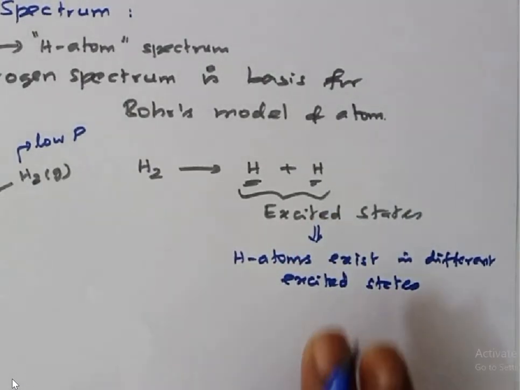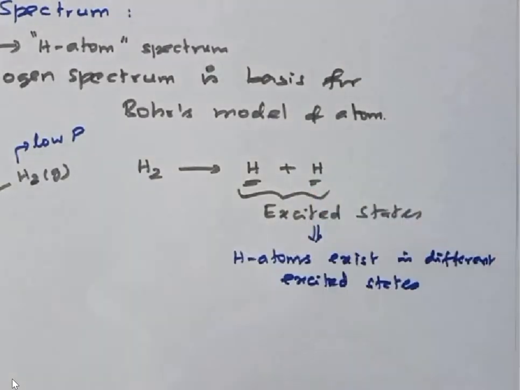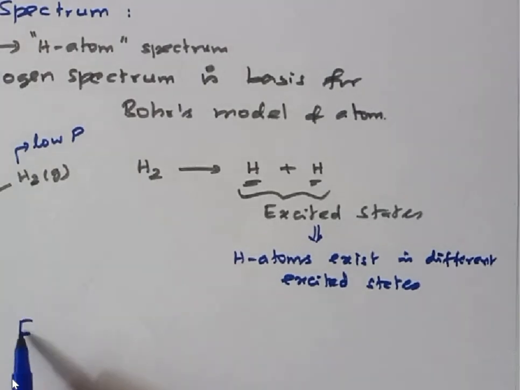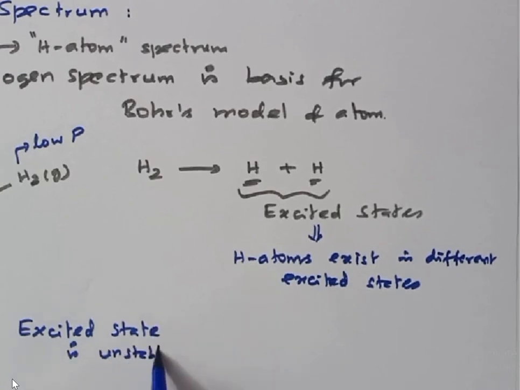In general, by nature, if any atom or molecule exists in an excited state, then we say that it is unstable. Excited states are generally unstable. So what will the atom or molecule do? It will come down and go to a lower energy state. Excited state is unstable. So what will the hydrogen atom do?